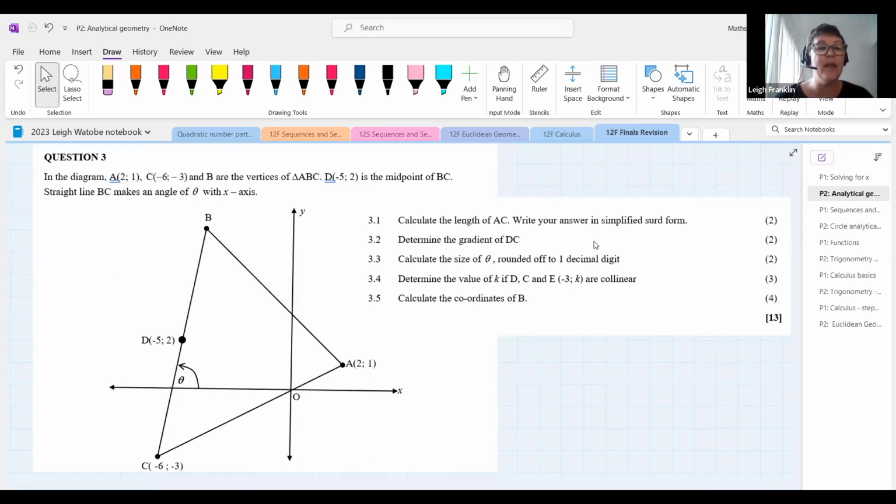We have been given a question that says in the diagram, A with coordinates (2, 1), C with coordinates (-6, 3), and B are the vertices of triangle ABC. D is the midpoint of BC, and it has the coordinates (-5, 2). Straight line BC makes an angle of theta with the x-axis, and we can see that on the diagram as well.